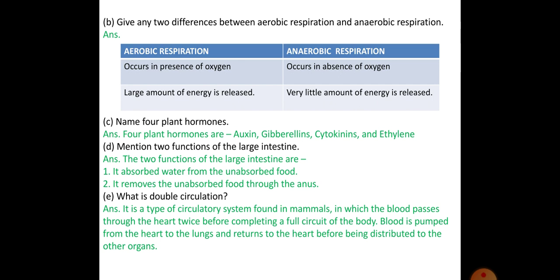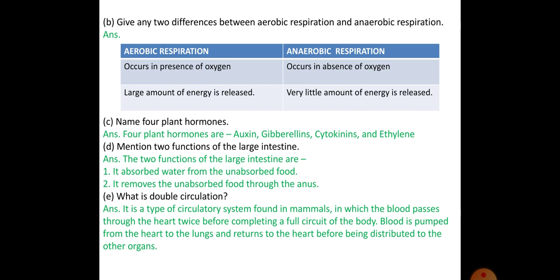Give any two differences between aerobic respiration and anaerobic respiration. Aerobic respiration occurs in presence of oxygen, but anaerobic respiration occurs in absence of oxygen. Aerobic respiration releases a large amount of energy, but anaerobic respiration releases very little energy. Name 4 plant hormones. The 4 plant hormones are auxin, gibberellins, cytokinins, and ethylene.